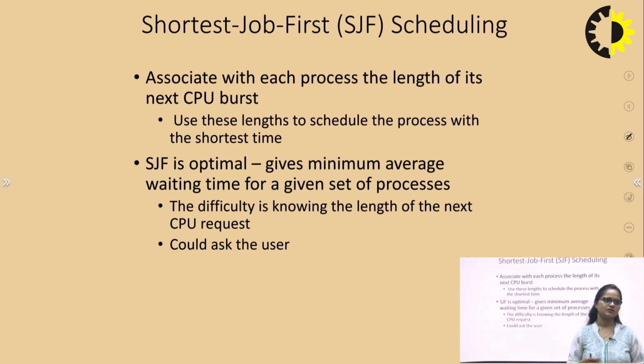So this is where they associate with each process the length of its next CPU burst, and use these lengths to schedule the process with the shortest time. SJF is optimal because it gives the minimum average waiting time for a given set of processes, but the difficulty is knowing the length of the next CPU burst. It is very easy to get the average waiting time down with the help of shortest job first, but the only problem is how to get the length of the next CPU request. So this is the problem associated with this algorithm.